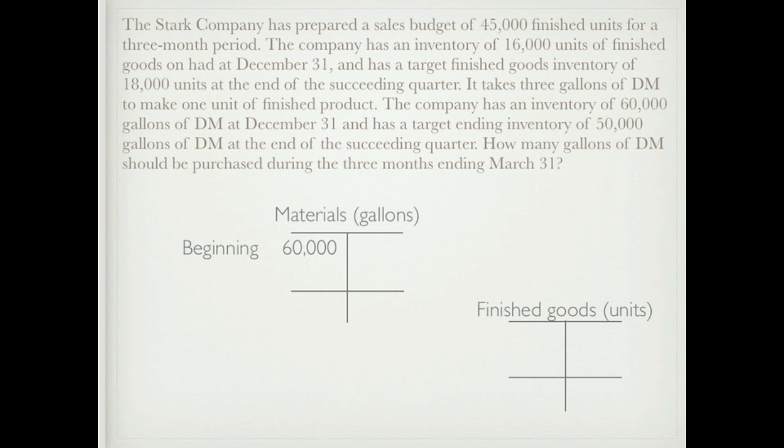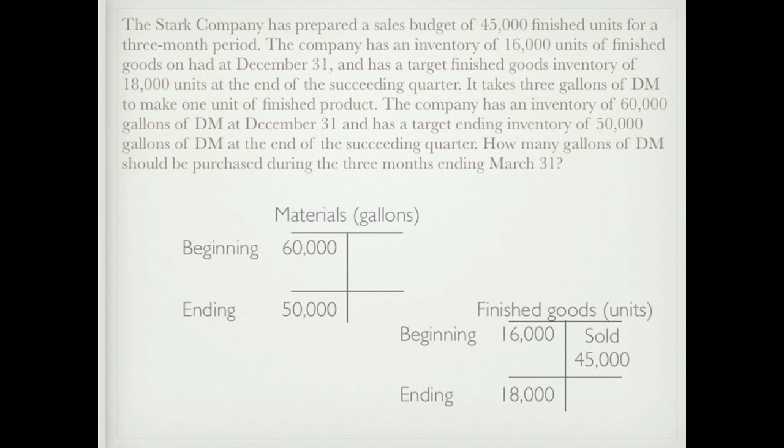So let's fill in the information that we're given. They give us beginning materials inventory of 60,000 units, or 60,000 gallons in this case. They give me ending materials of 50,000 gallons. They give me beginning finished goods of 16,000 units, and ending finished goods of 18,000 units. In addition, in line 1, they tell me that our sales budget states that we anticipate selling 45,000 finished units. So we can enter that into our T account. We anticipate to sell 45,000 units.